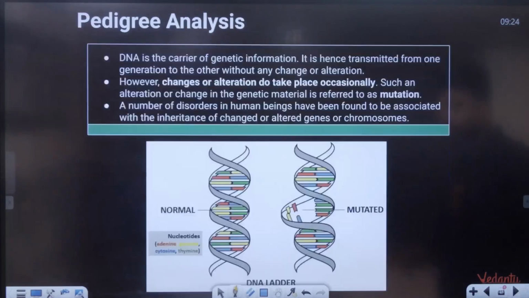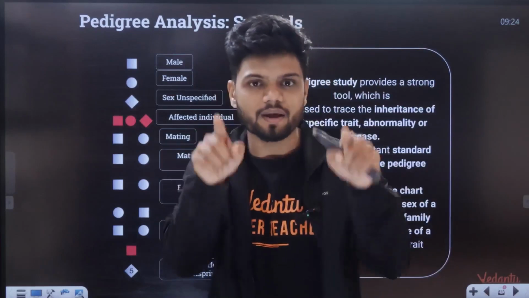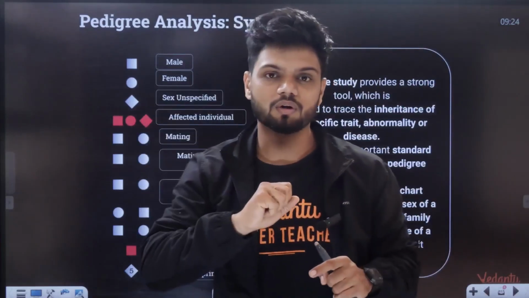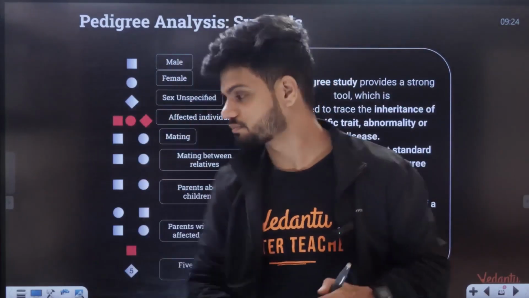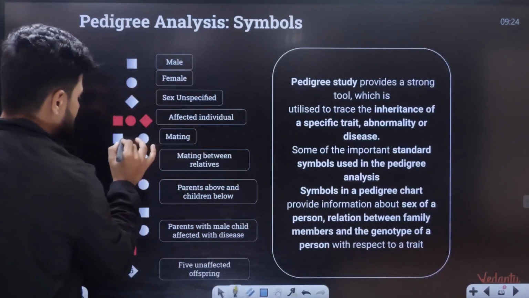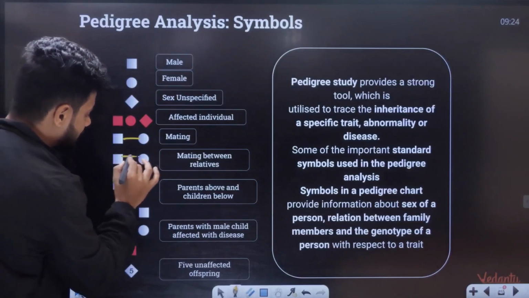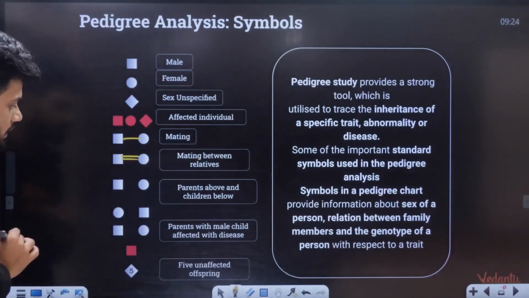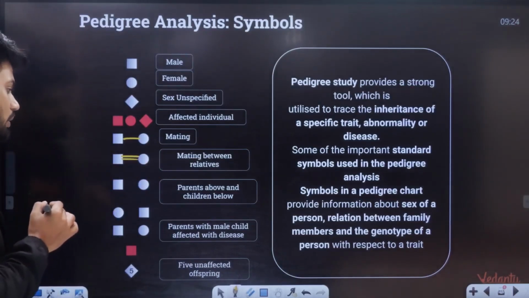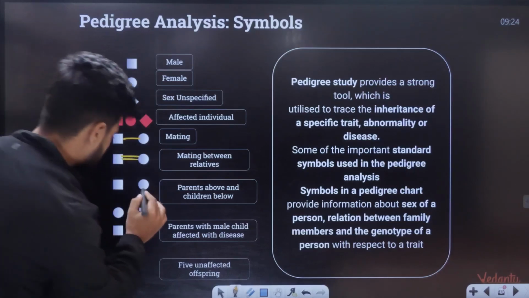So every single pedigree, students, has certain symbols. For example, square means male, round means female, red color means affected. Okay, mating means a single line. Mating between relatives, that is consanguineous mating, has two lines. Okay, parents above, the children below, always like this.